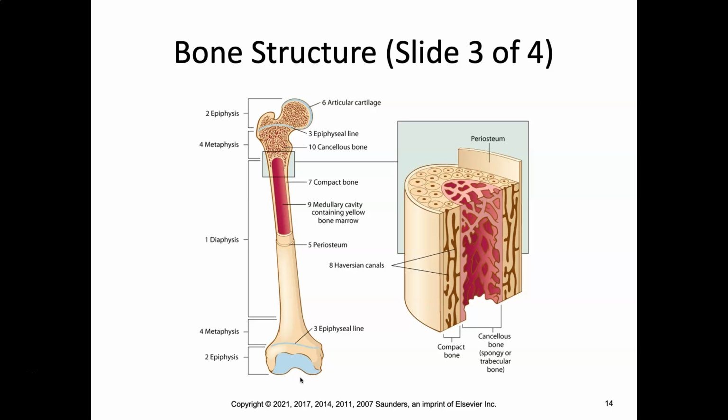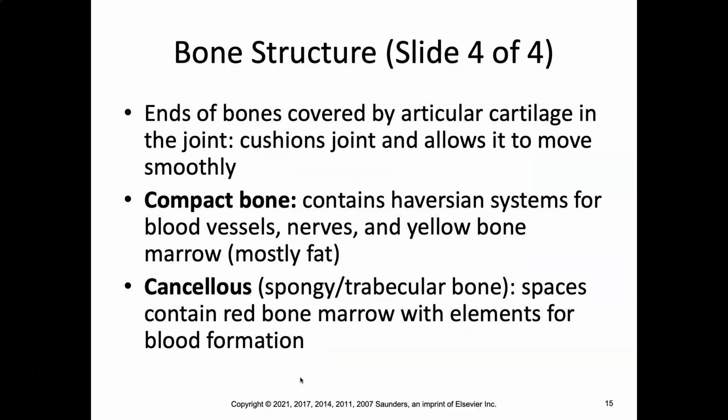The graphic on the right-hand side shows you what a cross section of that bone would look like. You can see the cancellous bone in the middle surrounded by the compact bone on the outside, and then that's all surrounded by the periosteum. The ends of your bones are covered by articular cartilage in the joint that cushions your joints and allows them to move.